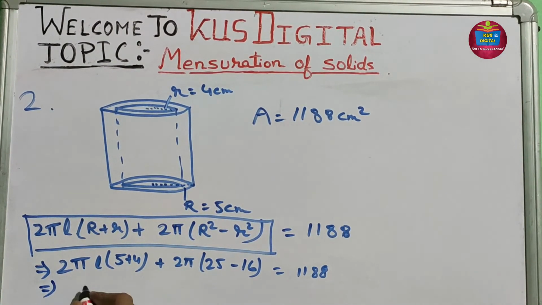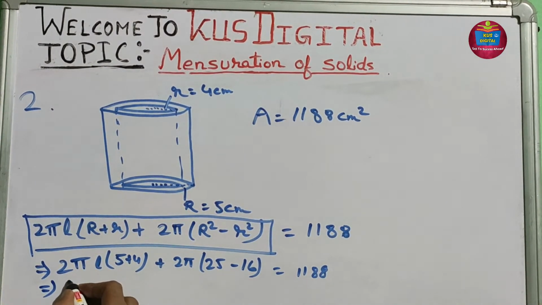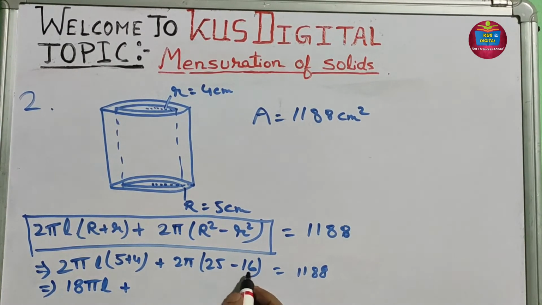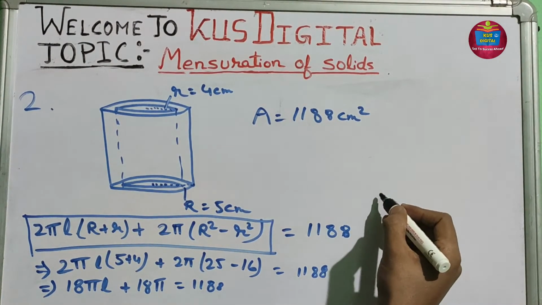So 9 into 2, that means 18 pi L plus, this is 9 into 2, 18 pi, 18 pi equals to 1188. Now take 18 pi as common, so left out will be L plus 1. So I am doing it here.